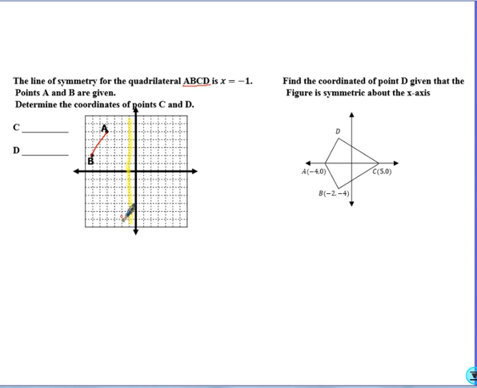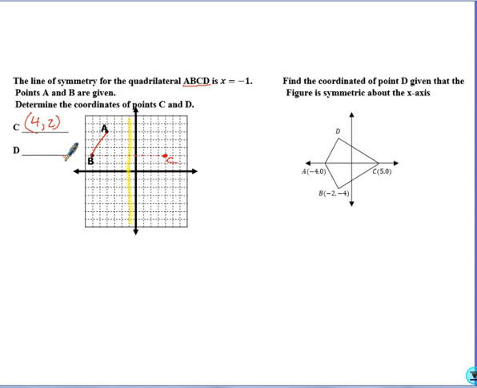So this is actually just like a line of reflection. So we're just going to count how far away. 1, 2, 3, 4, 5. 1, 2, 3, 4, 5. So that's where point C would go. So that's at the coordinates 4, 2.